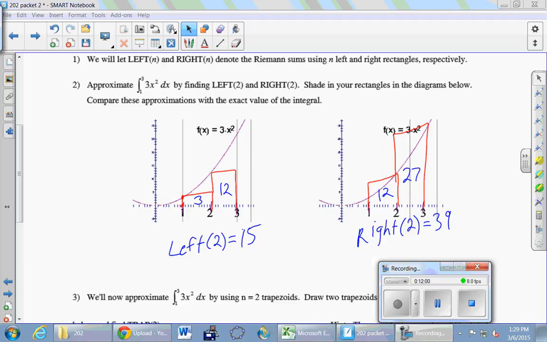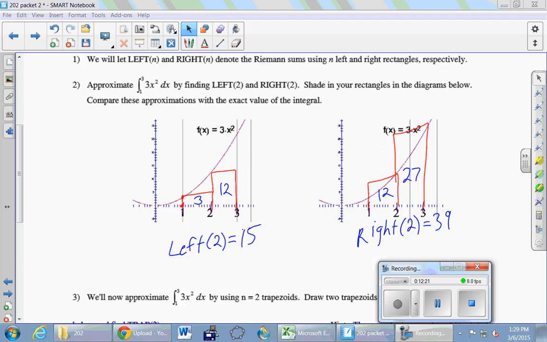Okay, so our left rectangles, I think the area is 15 altogether, is that right? Okay, so just start using the notation to get comfortable with it. So it's not just a plain 15, it's that left of 2 equals 15. If you use 2 left rectangles, you get 15. Right? Just make it a complete sentence by adding that left of 2 equals. And then the same thing for right rectangles here.